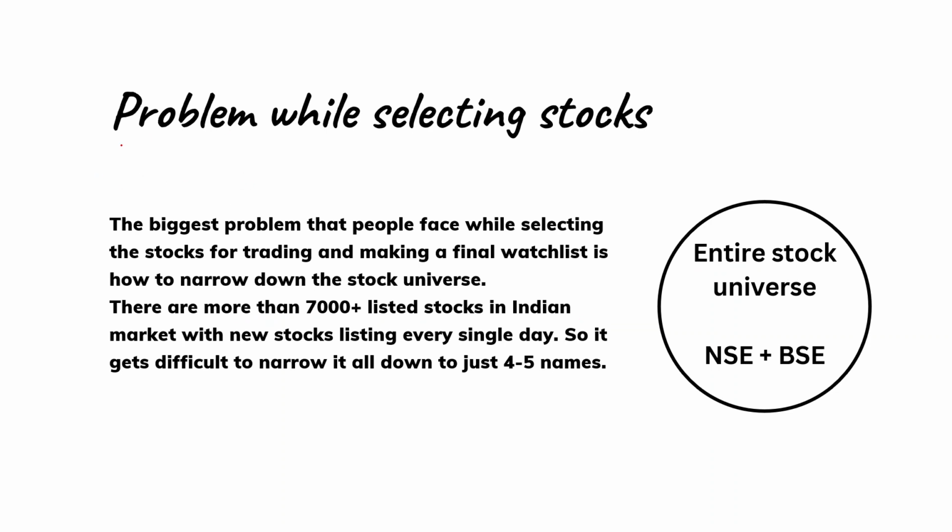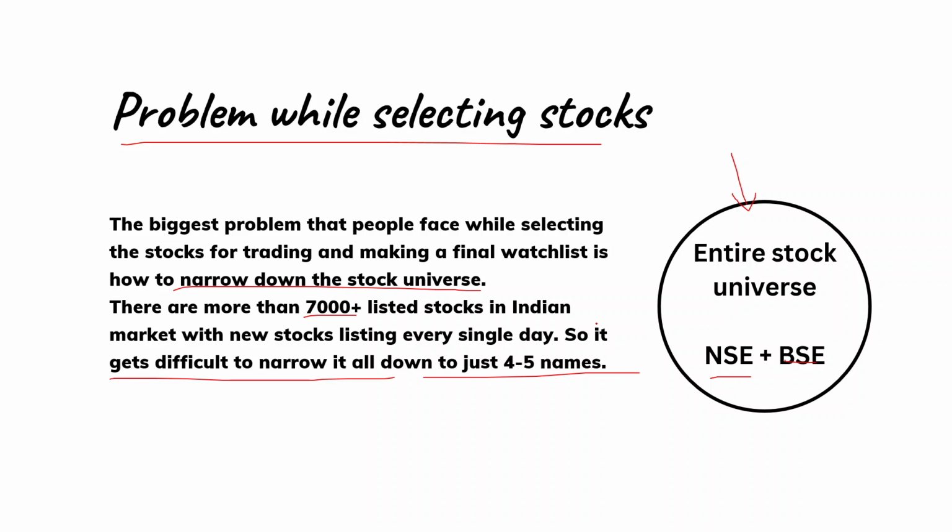So the problem while selecting the stocks, right? The biggest problem that people face while selecting the stocks for trading and making a final watch list is how to narrow down the stock universe. Because if you see the entire stock universe that consists of NSE, BSE, and there are multiple IPOs coming, then we have the SME stocks and all of these. For this basic purpose, I'm going to avoid the SMEs and IPOs. I'm just going to talk about the entire universe, that is the NSE and the BSE, National Stock Exchange, and the Bombay Stock Exchange. There are more than 7,000 listed stocks in the Indian market, with new stocks listing every single day. So it gets difficult to narrow it down to just 4 5 names, right?